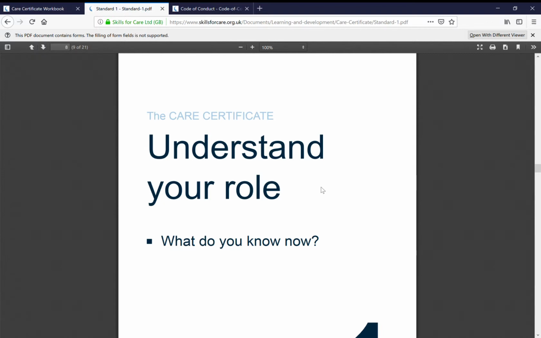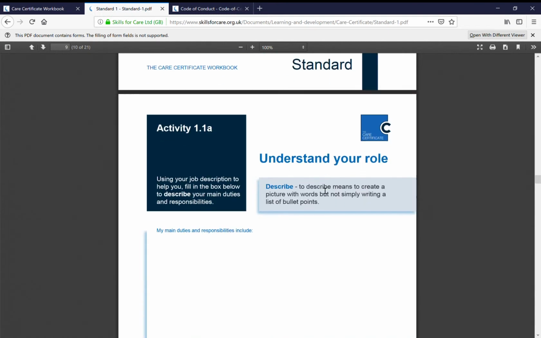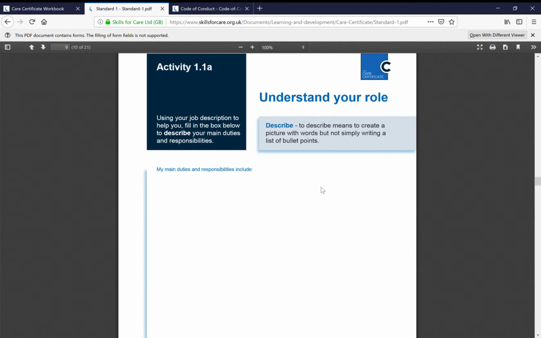Understand your role, and this is the Care Certificate Standard 1. So what do you know now? So we'll just have a quick look at the activities.